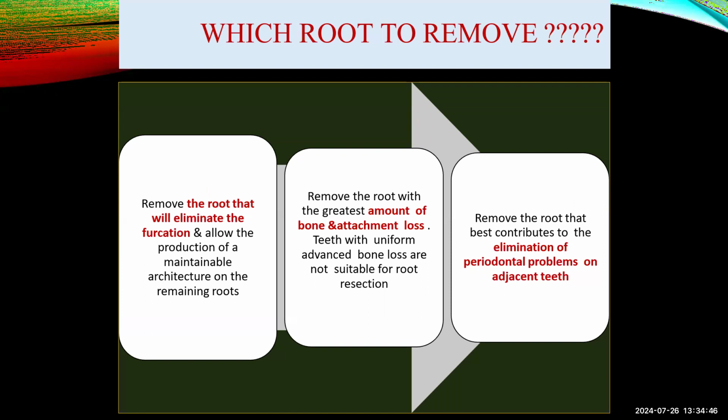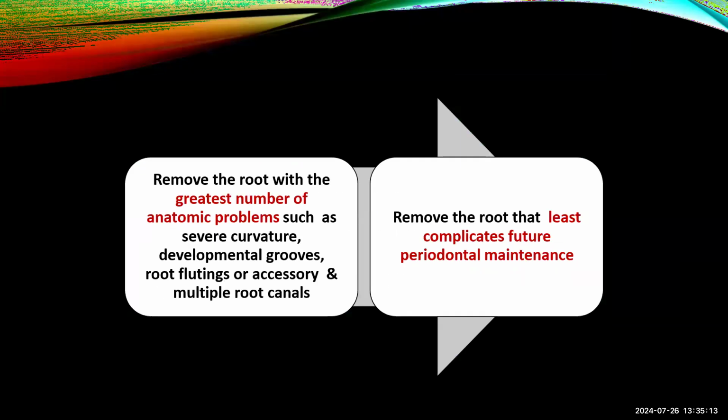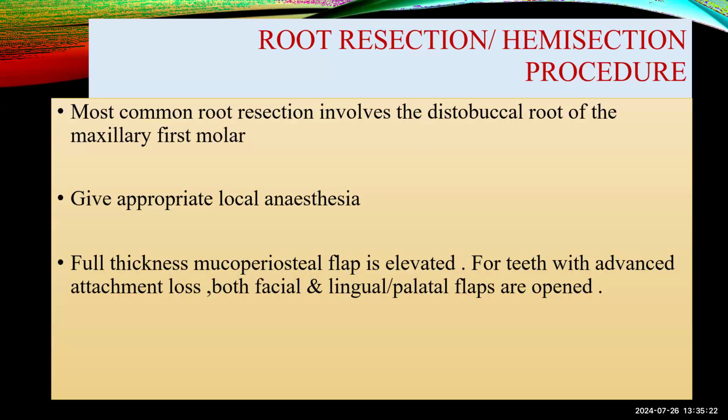So the question arises, which root to remove? First, we have to consider the root that will eliminate the furcation and allow the production of a maintainable architecture, and remove the root with the greatest amount of bone and attachment loss. We can't do anything else to keep that tooth intact, so such roots we have to remove. Also, the root that best contributes to elimination of periodontal problems of adjacent teeth, which has the greatest number of anatomic problems, and the root that least complicates future periodontal maintenance. So these are the roots that we take into consideration for root resection.